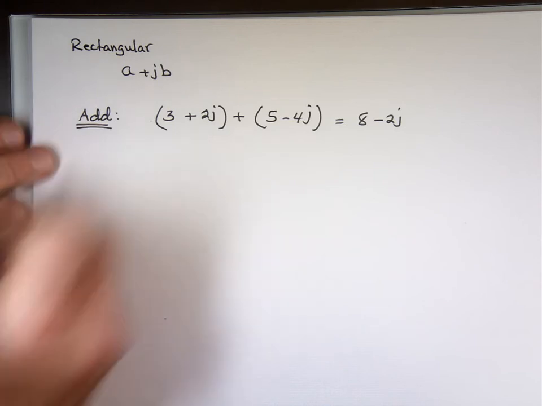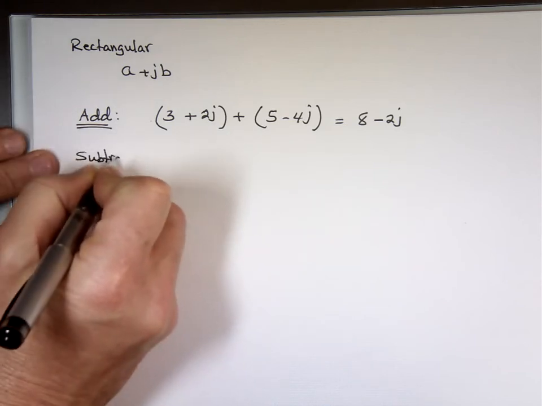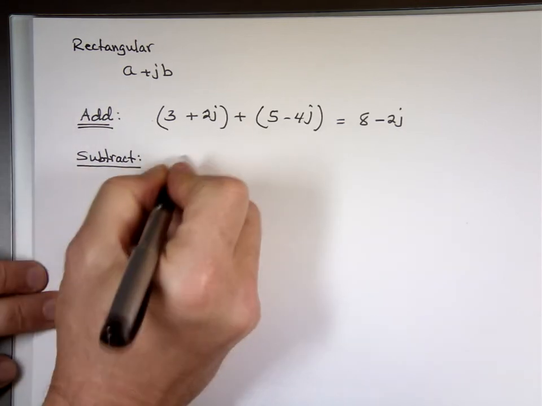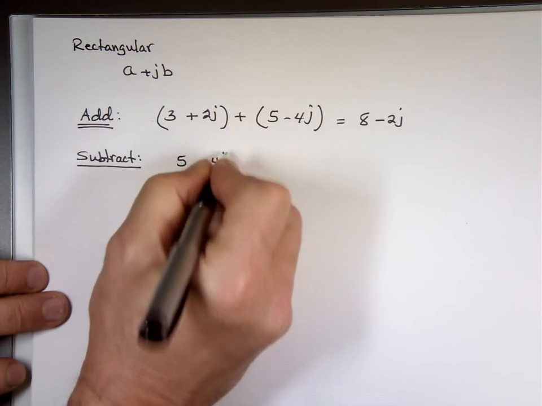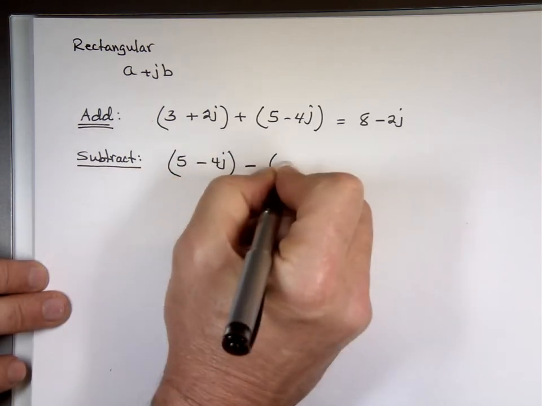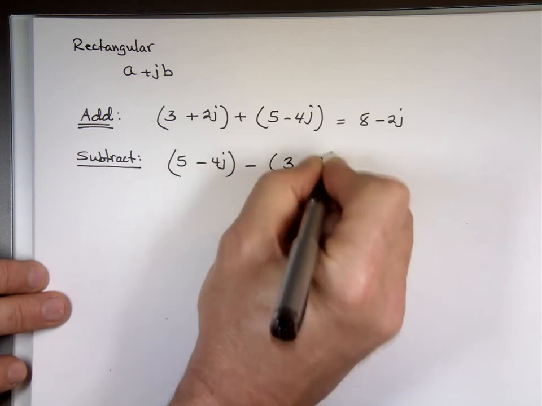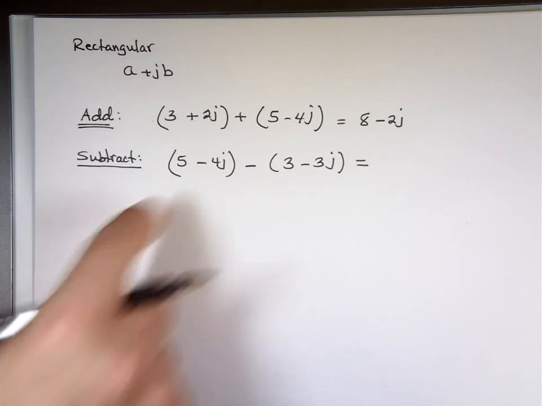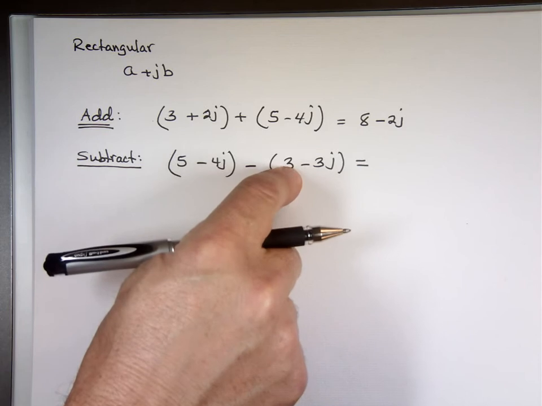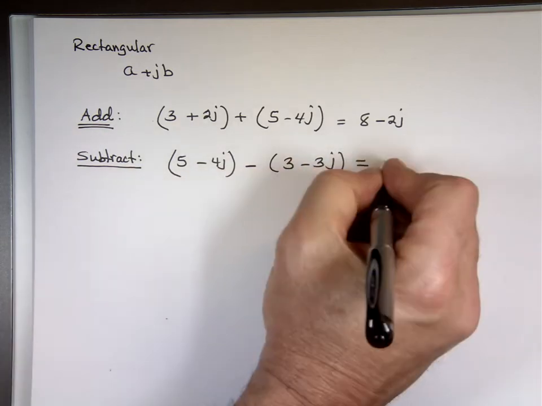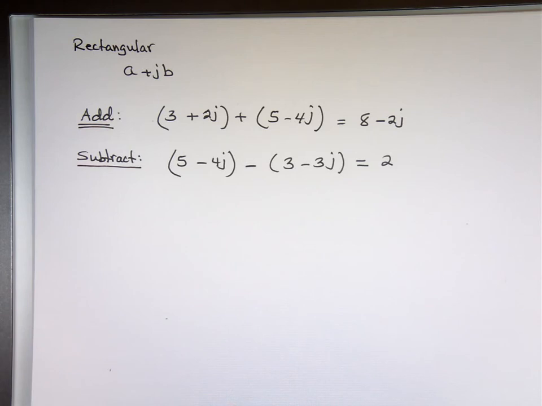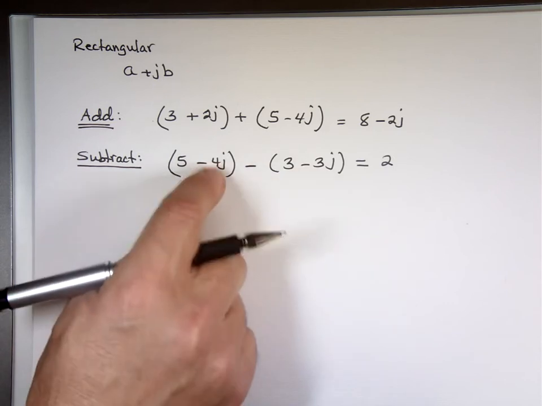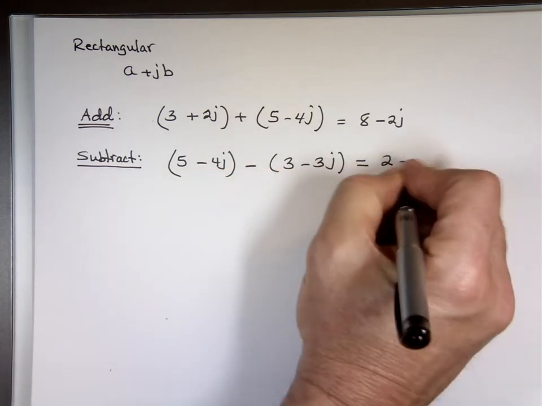How do you subtract? Again, it's the same thing. 5 minus 4j, and I want to subtract from it 3 minus 3j. What is 5 minus the 3? 2. What is it? 2, yep. What's negative 4j minus a minus? Minus a minus is what? Plus. Negative 4j plus 3j is what? Negative 1j.